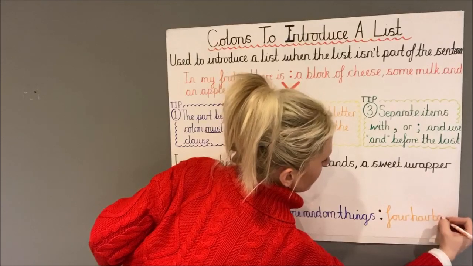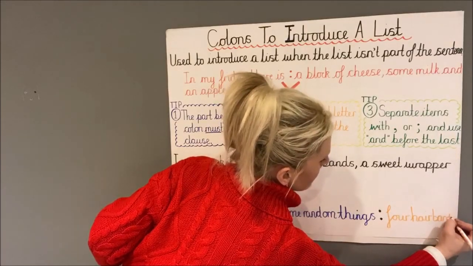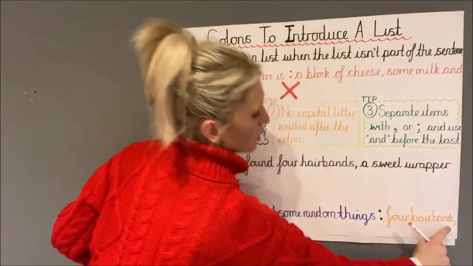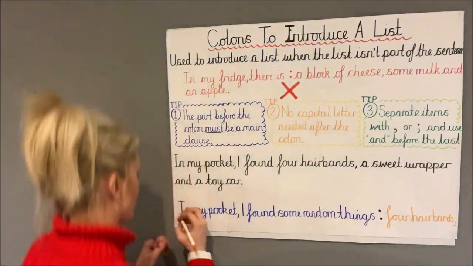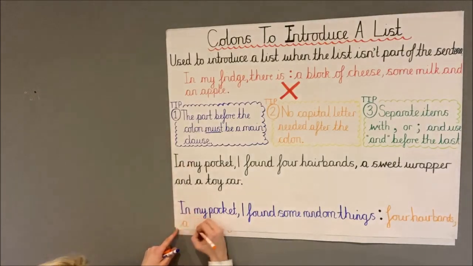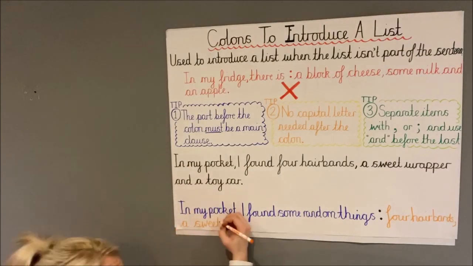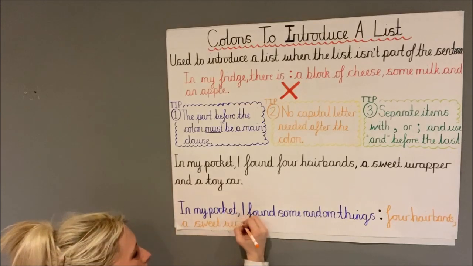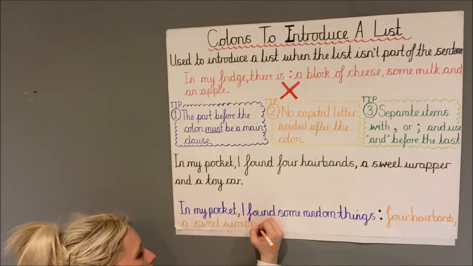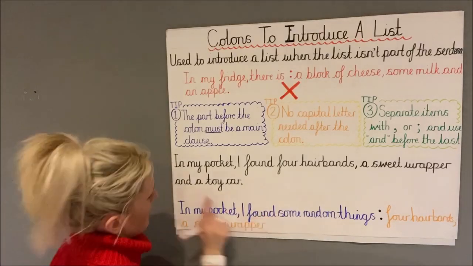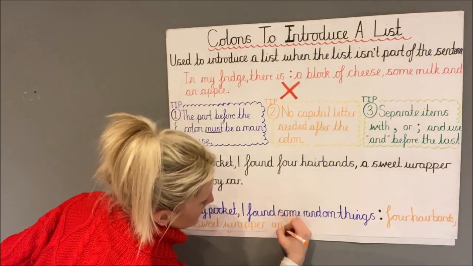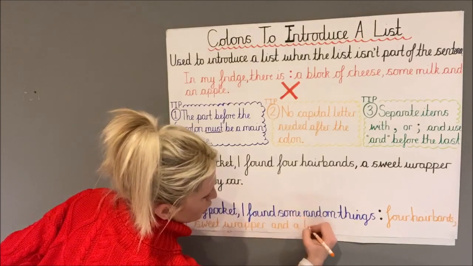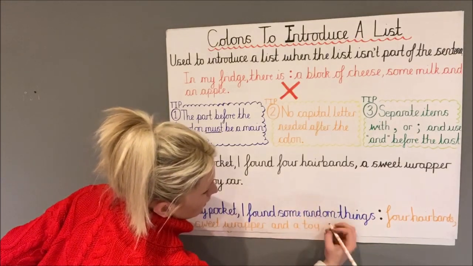I'm going to use a comma in this list because these are short items that haven't got a comma in already. So I'm going to say 4 hairbands, a sweet wrapper, and this is going to be my last item now. So now I'm going to say and a toy car.